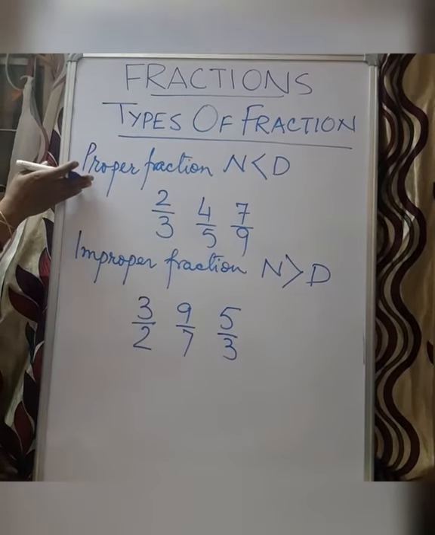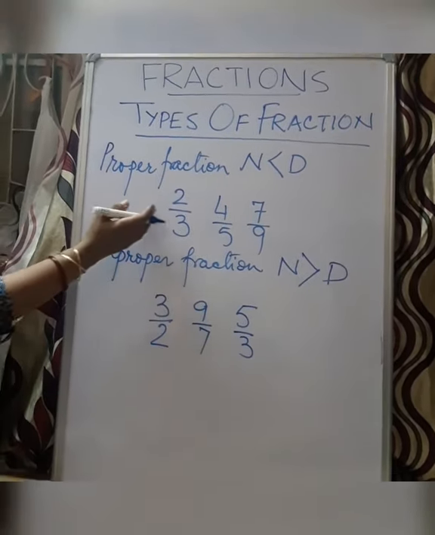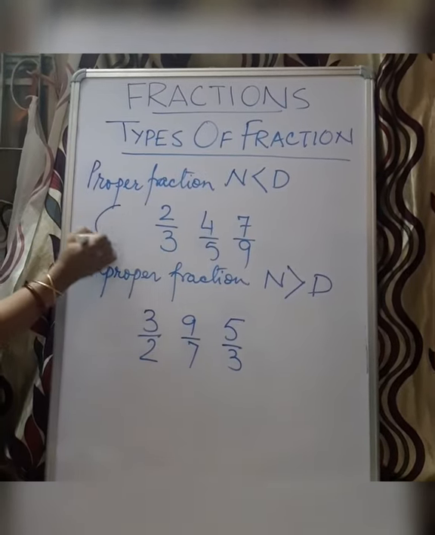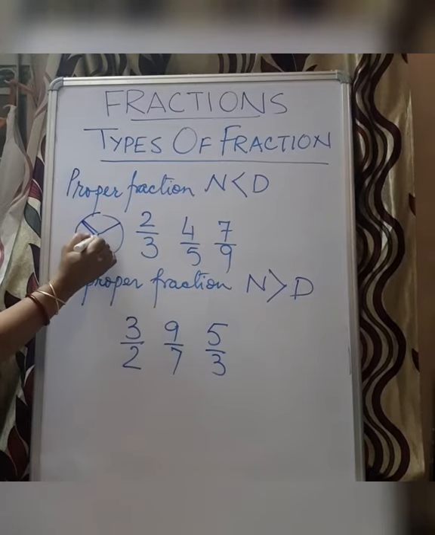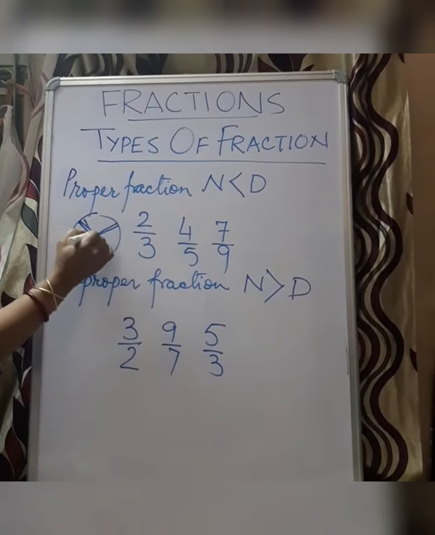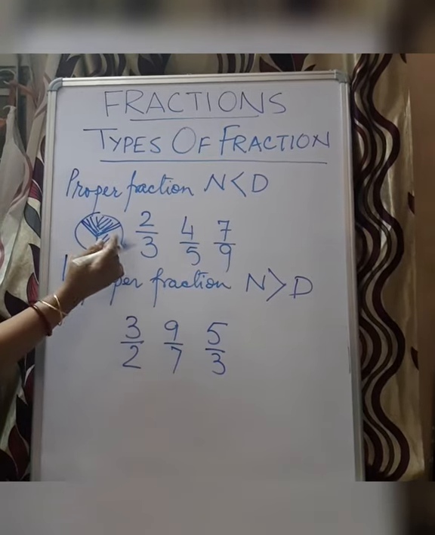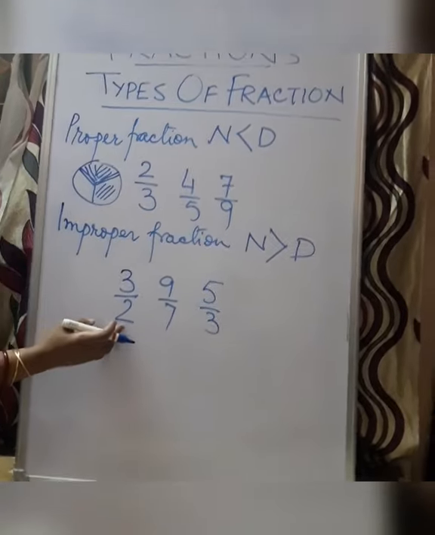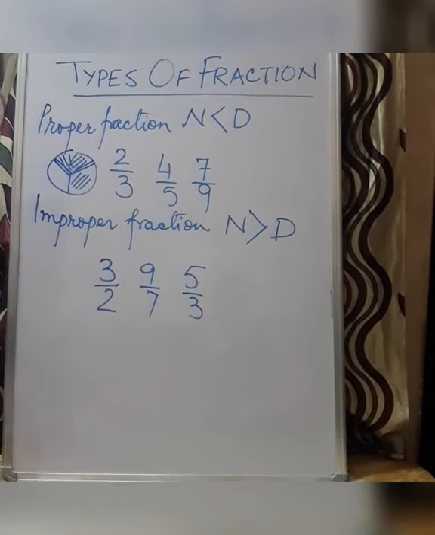Now why do we call it proper and why do we call it improper fraction? These are proper fractions because we can get them in one whole. So one thing is divided into 3 equal parts, and out of that we have taken 2, so we can call it 2 by 3. But when we divide something into 2 parts, we cannot get 3. So how do we get this 3?